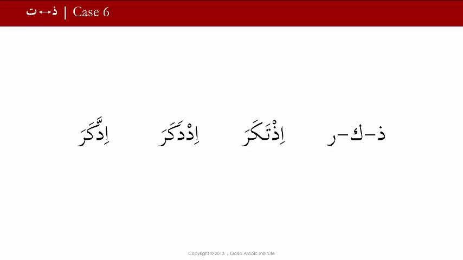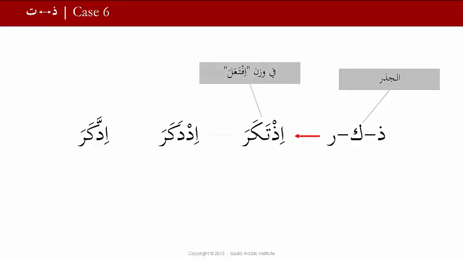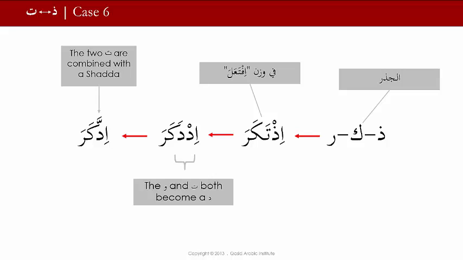In case 6, we have dhal and ta conflicting. Dhal, kaf, ra is our root. It becomes idtakara under the pattern ifta'ala. Now here the ta turns into a dal, and the dal turns into a dal. So we get iddakara. So both of them change, and we get iddakara. So neither the ta nor the original dal are present due to assimilation.